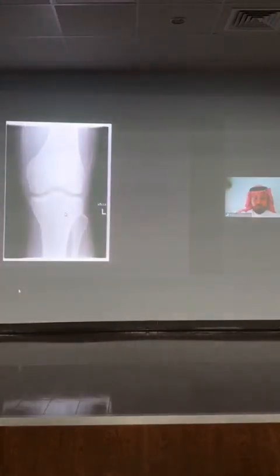So this is an example of a patient who presented with trauma, twisted in soccer, with effusion, to rule out bony injury. Again, if you look closely, you might see nothing, but if you look again closely enough, you're going to see the Segond fracture.